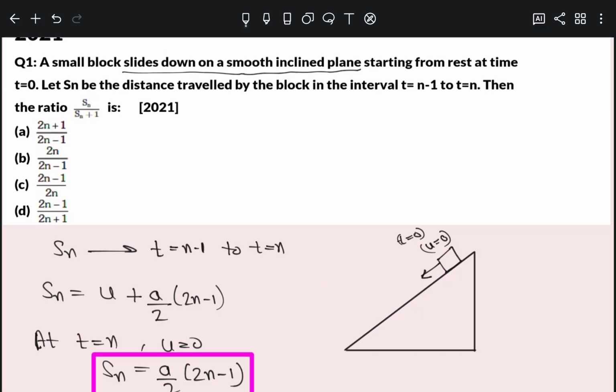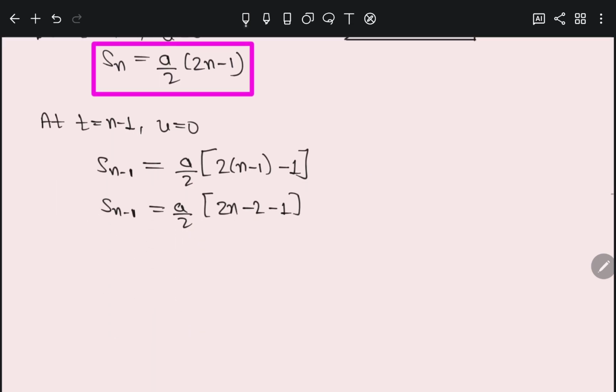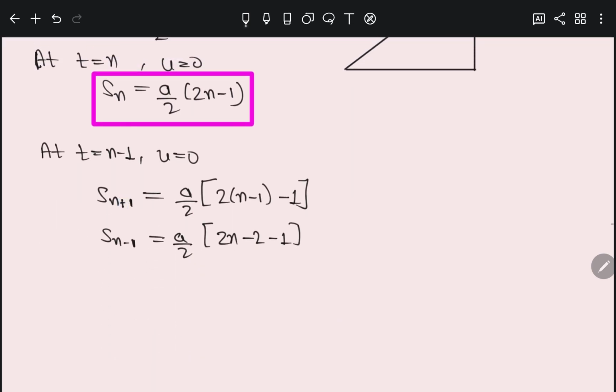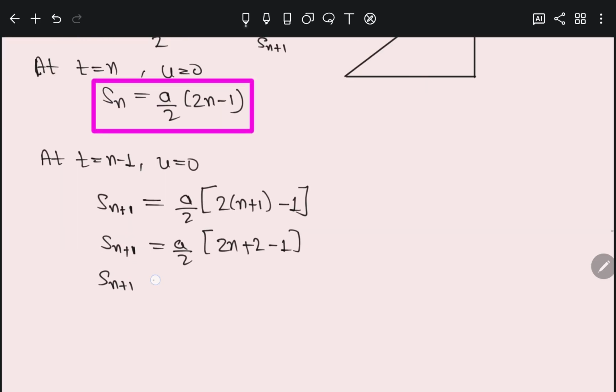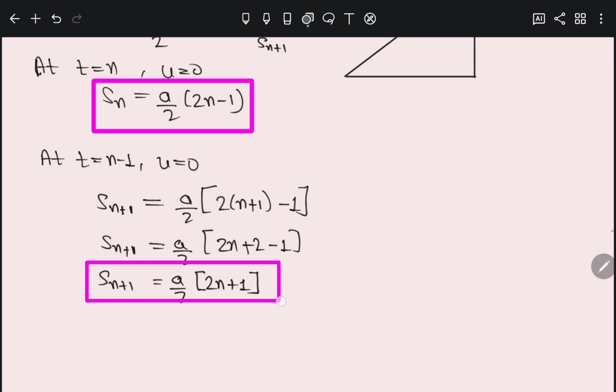Actually, I think a mistake has happened. This is t is equal to n plus 1 here. I think it is a printing mistake, that is why it came as n plus 1. Here n plus 1 comes, here also n plus 1. Because in this question they are asking the ratio of Sn to S n plus 1, you have to tell, right? So a by 2 into 2n plus 1, right?